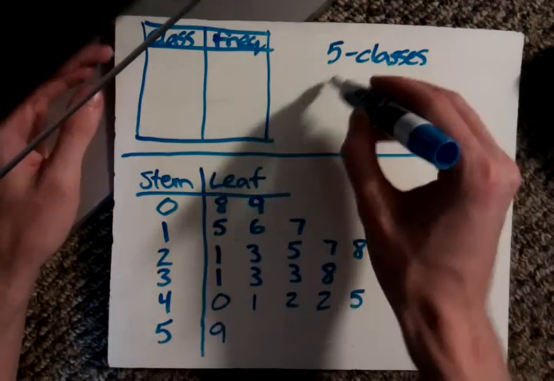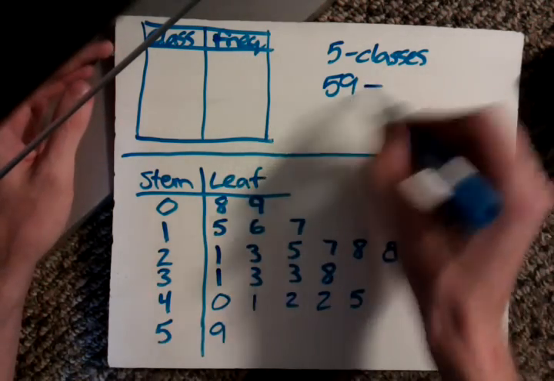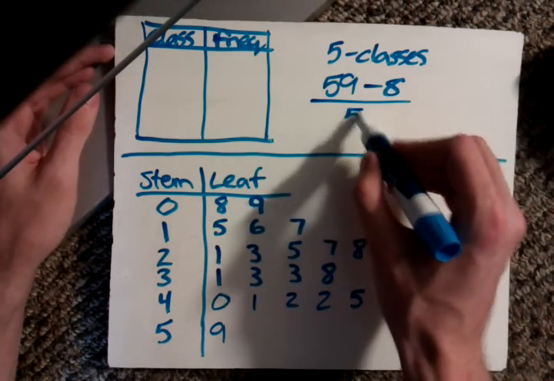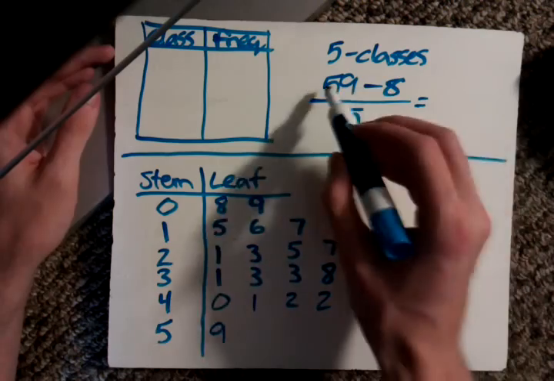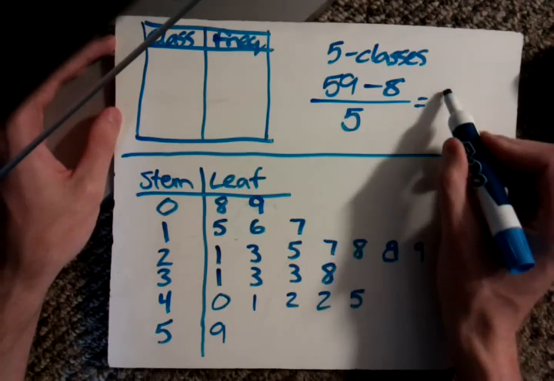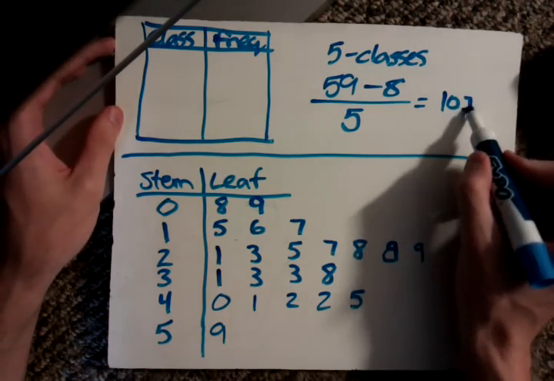Again, you take the biggest number in your data set, which would be 59. You subtract the smallest number, which would be 8. And you divide that by the number of classes that you want. So 59 minus 8 is 51. If you divide that by 5, you get something a little over 10, maybe 10.1, I don't know. Actually, I do know it's 10.2.